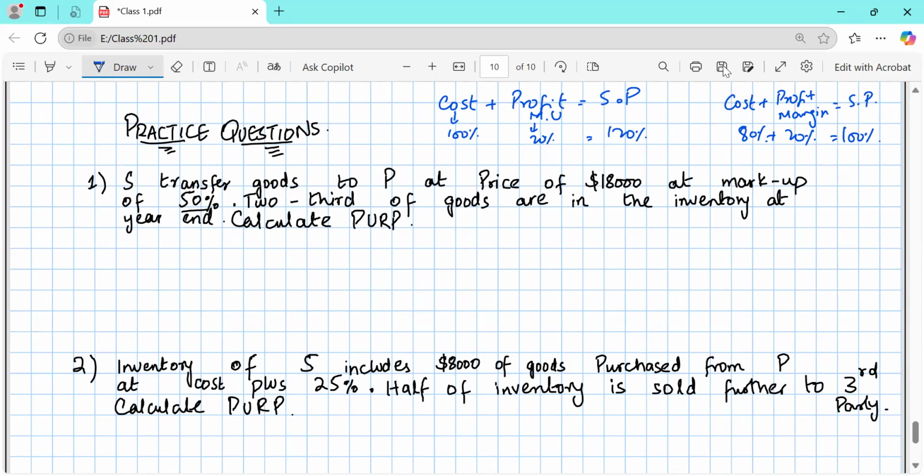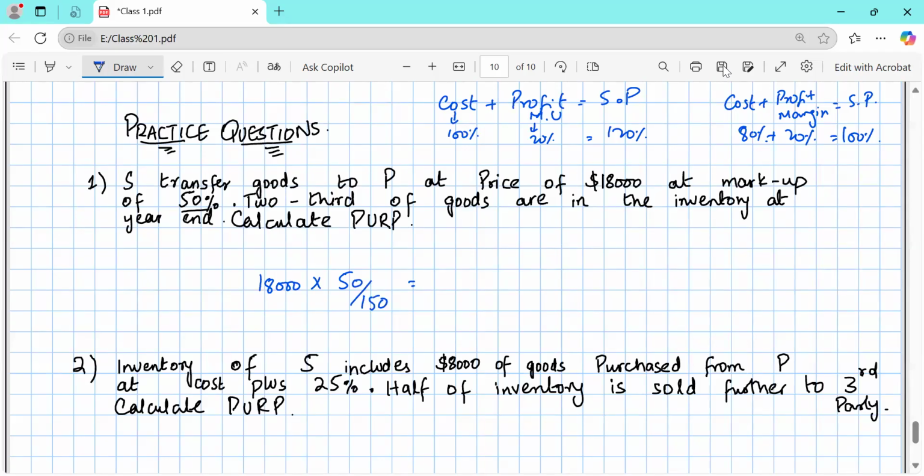Okay, now let's do these two questions. S transfers goods to P. So it's a subsidiary to parent sale at a price of 18,000 at a markup of 50%. The first thing you need to do is calculate the profit, and then you will see what the unrealized portion is. So 18,000 is the selling price at a markup of 50%. So selling price is equal to 150% because it is markup, and you have to calculate what the profit is. So 50 divided by 150.